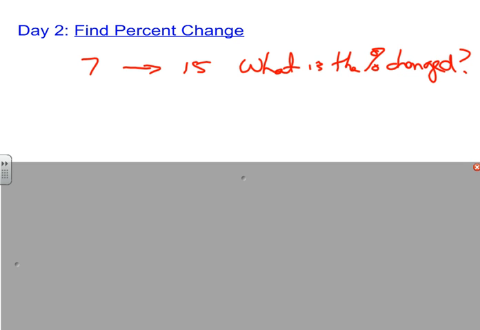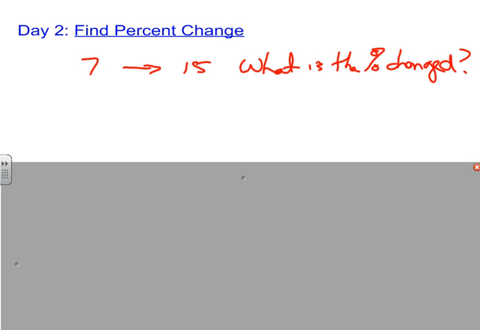So Nick, is it 114? Who agrees with him? 114? Who says 120? Yeah. Okay, we have another person agreeing with 114. Nick, tell us what you did. Since 7 times 2 is 14, so that's 100% change. And then one out of 7 is 14%, so it's 114%.